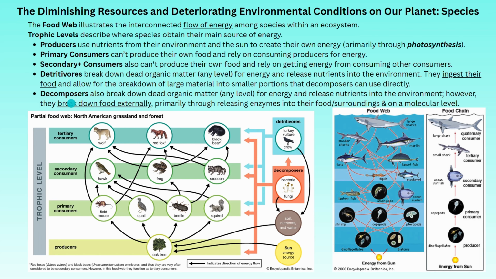Whereas decomposers break down food externally, so they're excreting enzymes outside of their body to digest their food, and then they're absorbing whatever is left back into their body. So their digestion process is external rather than internal. And these are fungi or bacteria. This is more on the macroscopic or molecular level, whereas detritivores are more on the animal level. Again, it's not always the case, but that's just a generalization.